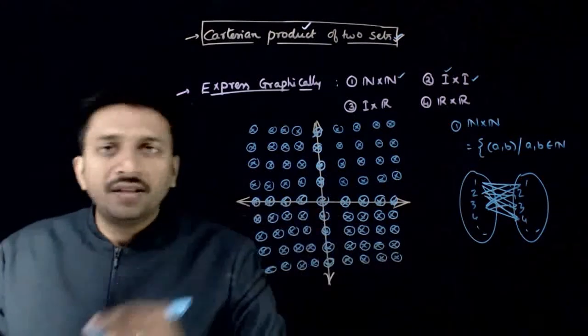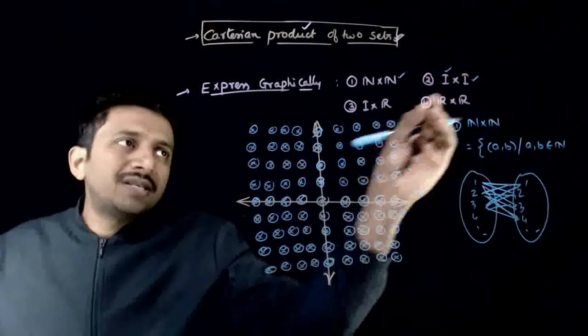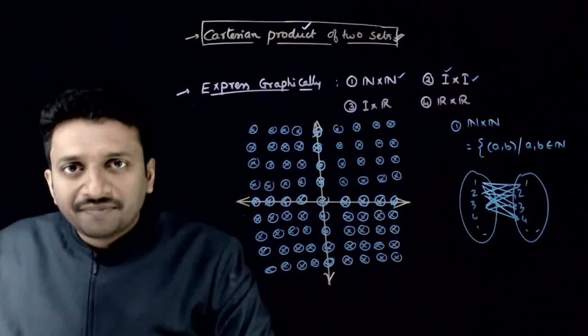So you get all these grid points. All these grid points combined constitute my I cross I.